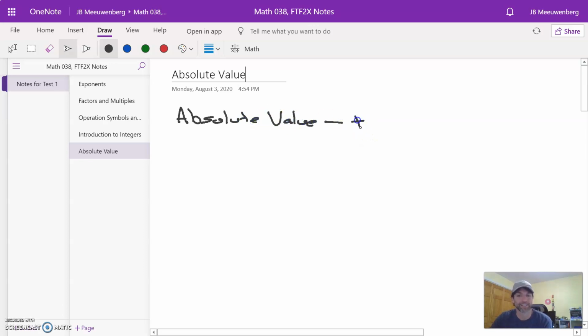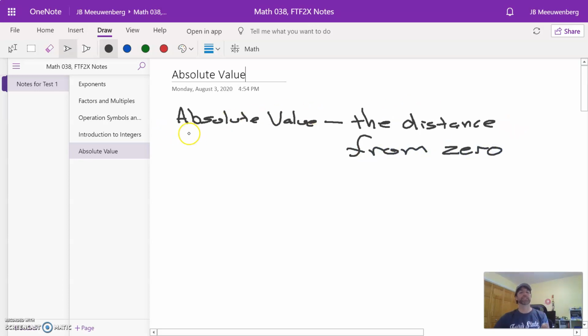And it is the distance from zero. How far is a number from zero? That's what absolute value means. And drawing a number line can help you visualize it.